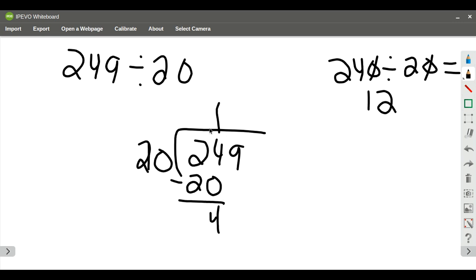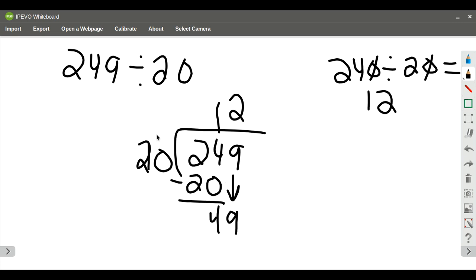The next partial quotient, what I'm going to do now is bring down this 9. So I'm going to bring this down, and then this is my next value that I'm looking for. So now I look at 20 is going to go into 49 twice. So I'm going to put the 2 above the 9.